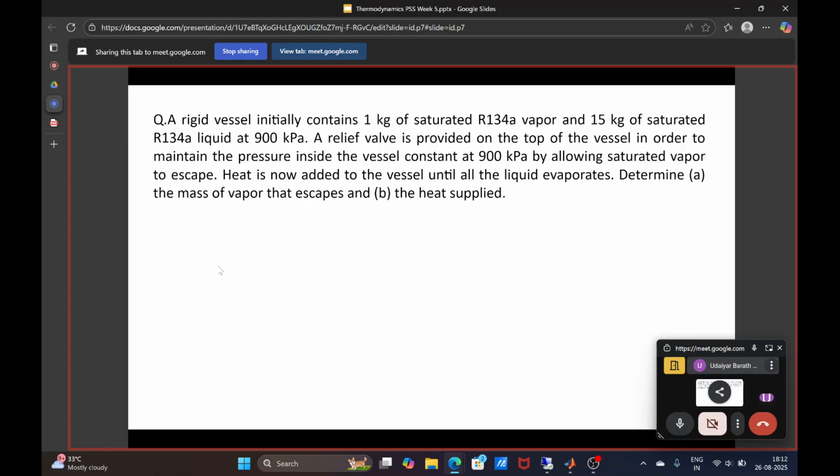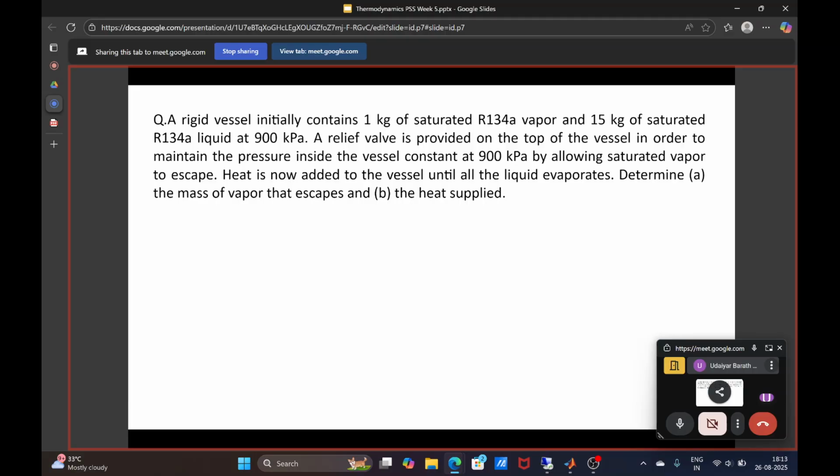So what we know is there is a rigid vessel. It contains 1 kg of saturated vapor of R134A and 15 kgs of saturated liquid R134A, and this whole two-phase R134A is at a pressure of 900 kilopascal. So in terms of bar, it's 9 bar. A relief valve is provided on the top of the vessel in order to maintain the pressure inside the vessel constant at 900 kilopascal, by allowing saturated vapor to escape.